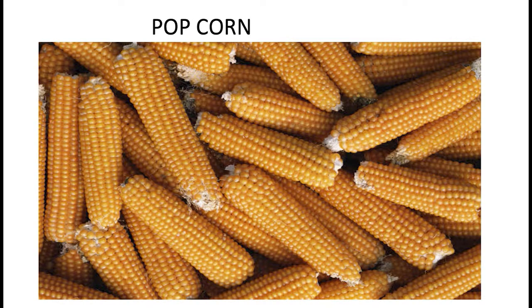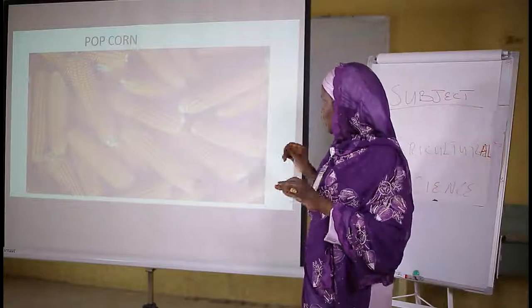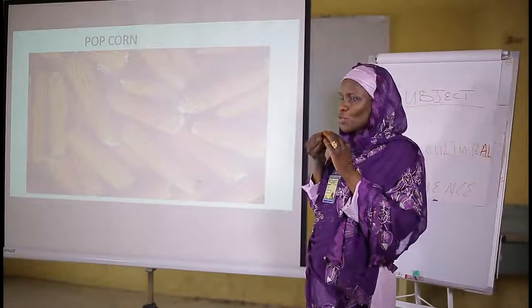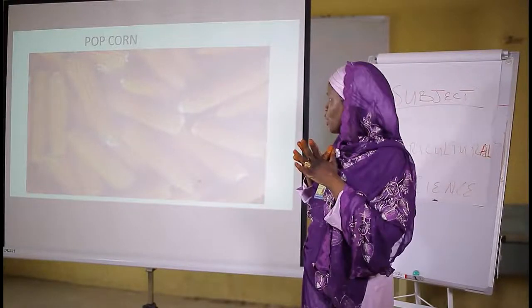As you can see here, this is a diagram showing you a popcorn. This popcorn is the one that we use in making our popcorn. As you can see, it is yellowish in color and the seeds are tiny. They are very small, smaller than the other species.